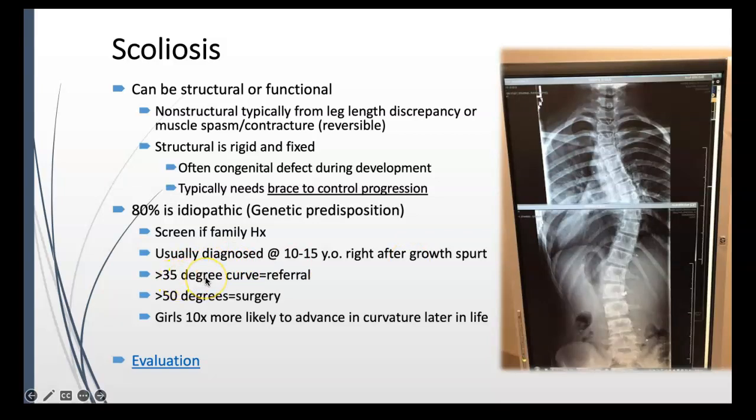A 35-degree curve or greater is a referral, and anything greater than 50 degrees in terms of curve is actually surgery, because it's going to start to impinge on those internal organs. So they'll have to go in, straighten the spine, and fixate as well. Unfortunately, girls, you're 10 times more likely to develop this than your male counterpart.